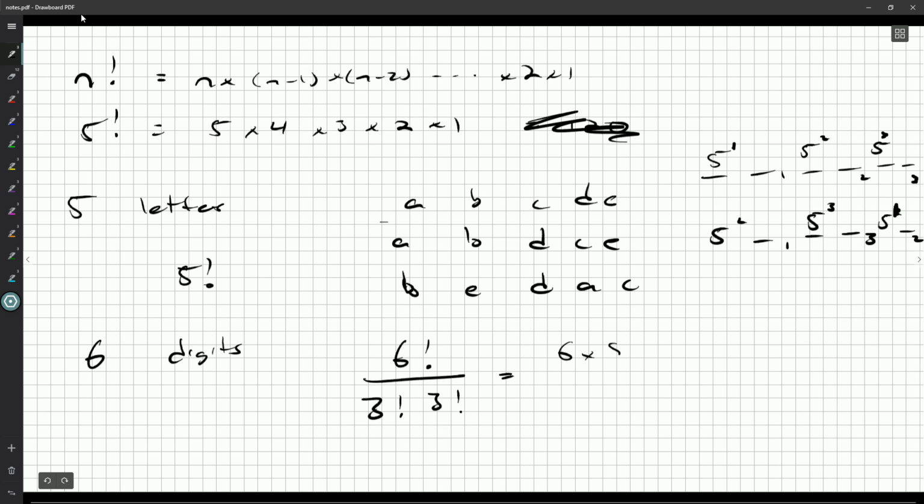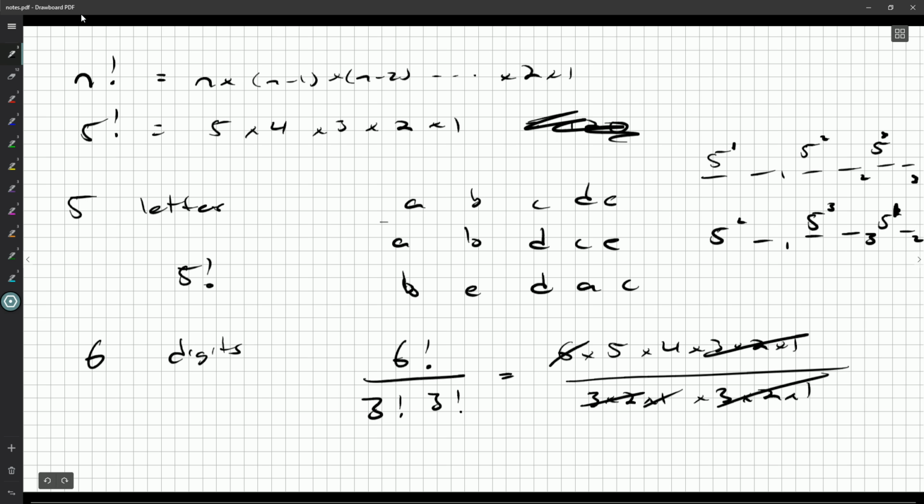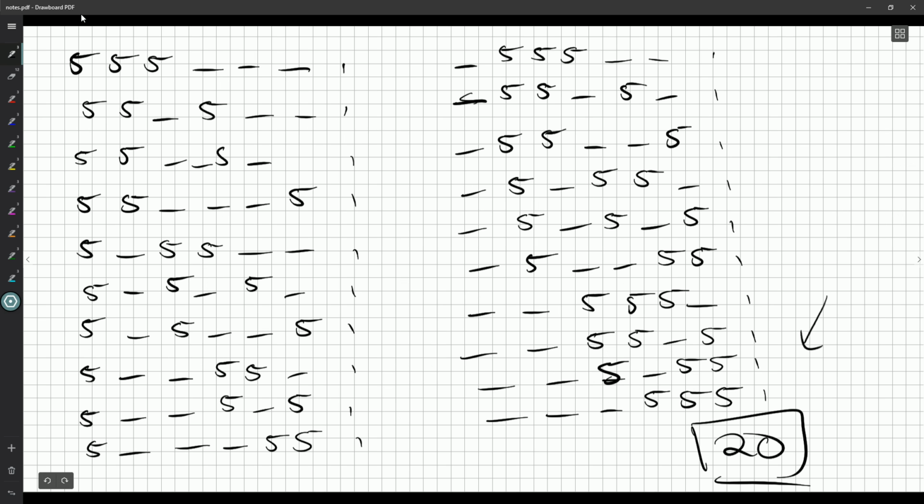And so what you can do is you can get 6 times 5 times 4 times 3 times 2 times 1 all over... well, what's 3 factorial? 3 times 2 times 1. So those cancel out. The 6 and the 3 and the 2 and the 1 cancel out, and you're left with 5 times 4, 20. Oh, look at that. It's the same answer. Okay? This really does work.